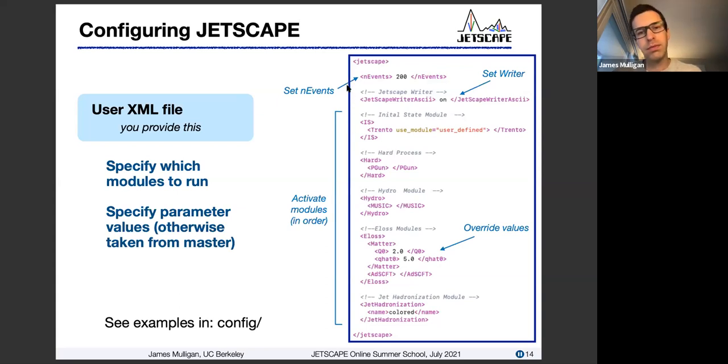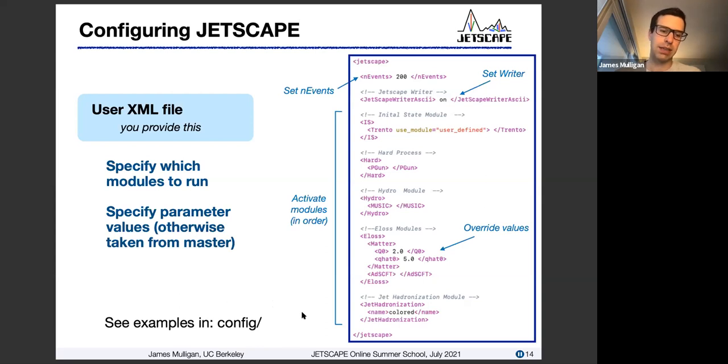So you start off overriding any parameters that you want. We might set the number of events that we want to run. We might set the output format. As I'll discuss, there are a few different options of what output format to write your events in. And then there's a list of our modules. So we said, okay, we want an initial state module, Trento. We want a hard process that is going to start the jet part of the evolution. And then we also want a hydrodynamic evolution to simulate the bulk evolution of the medium. And then some jet energy loss modules here. We decide to override a couple of parameters within this MATTER jet energy loss module. And finally, a hadronization module.